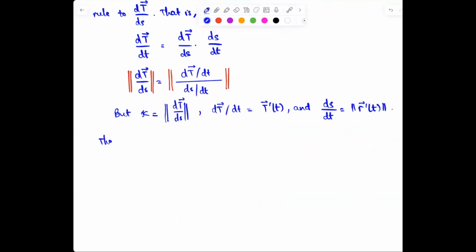Then on the left-hand side is the curvature kappa. On the right-hand side, in the numerator, you have T prime of t, and in the denominator, you have the magnitude of the tangent. You okay with this?